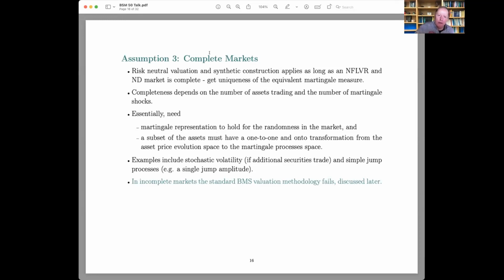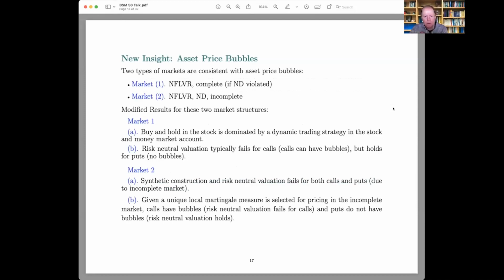Well, if we don't assume complete markets, that is, if we don't impose enough structure on the price processes such that this is true, then you're in an incomplete market. I'll talk about that later. So those are the three assumptions. Under those three assumptions, we get risk neutral valuation and we get synthetic replication.